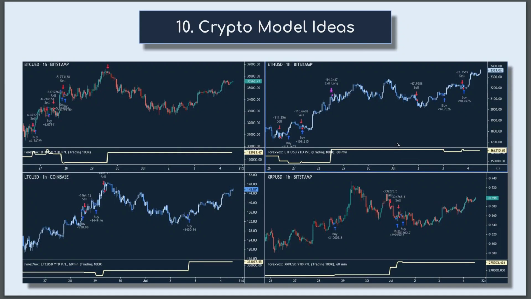Finally, in the model world, here are the crypto model ideas. These are hourlies as well. I have it for Bitcoin, Ethereum, Litecoin, and Ripple, XRP. So you can have a look-see. Same methodology of presentation, year-to-date P&Ls for all of these. Obviously, the crypto markets are incredibly volatile, and the returns are commensurate with that.